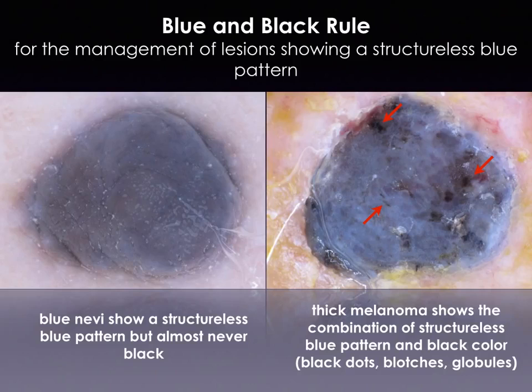And accordingly, we see in a blue nevus just structureless blue color, whereas in a melanoma, we have melanin in the dermis, but also in the stratum corneum, and therefore we have this color combination of blue and black, whereby we can usually see a structureless blue coloration that is associated with black dots, globules, or blotches.